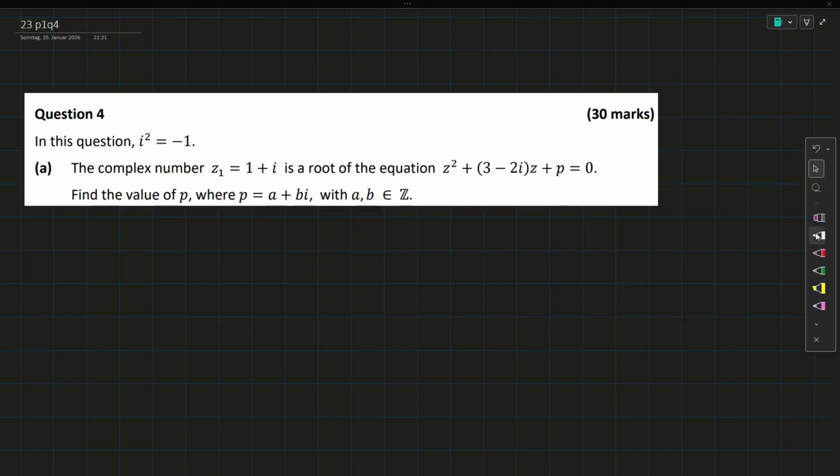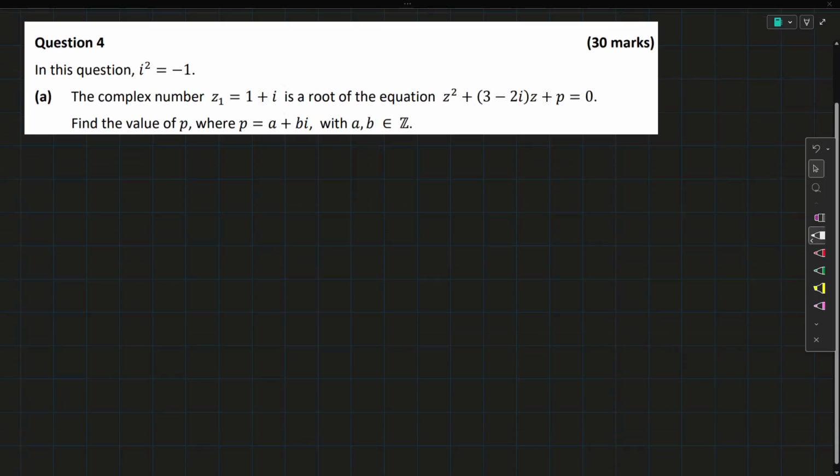This is 2023 paper 1 question 4. So we're told that this number is a root of this equation. Find the value of p. So if it's a root, that means we can sub it in and the equation will be true.